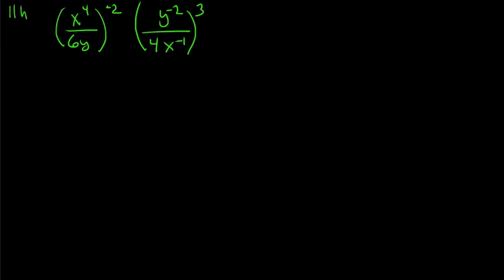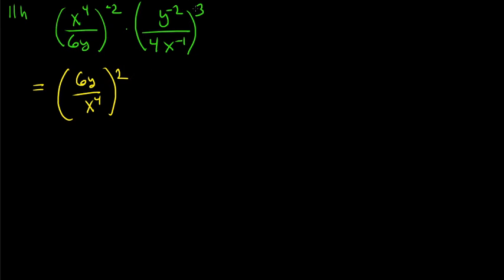Okay, part H, now we're getting a little bit harder here. X to the 4 over 6y all to the power negative 2 times, because it's parentheses, right, times y to the negative 2 over 4x to the negative 1 to the 3. Okay, so there's a lot of ways we can do this. First thing I would do is notice that this exponent here is negative 2. If you want to make it a positive 2, you can do that, but then you have to flip over what's inside.